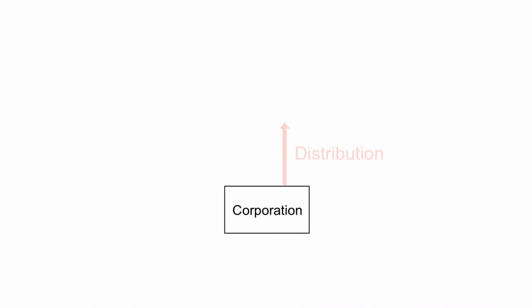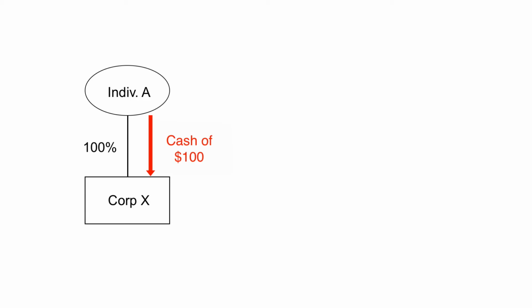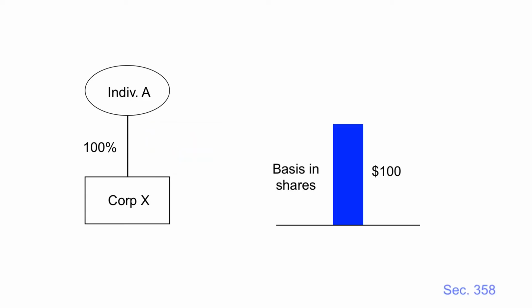When a corporation makes a distribution to its shareholder, the distribution is typically a dividend. However, in some circumstances, the distribution may be a return of capital or even gain to the shareholder. Let's say that individual A forms Corp X, and A contributes cash of $100 into Corp X when it is formed. Individual A starts off with a tax basis in Corp X shares of $100.